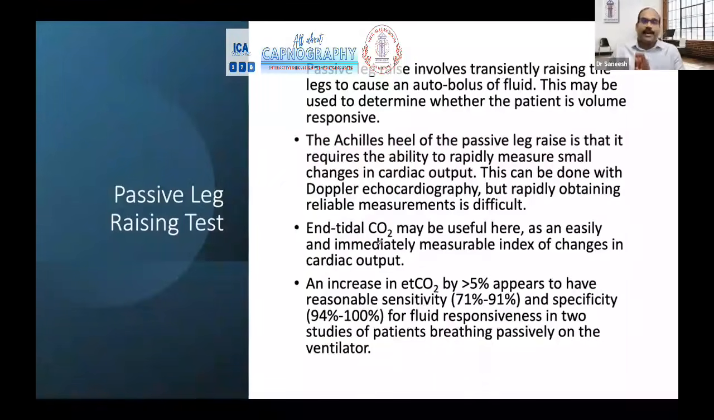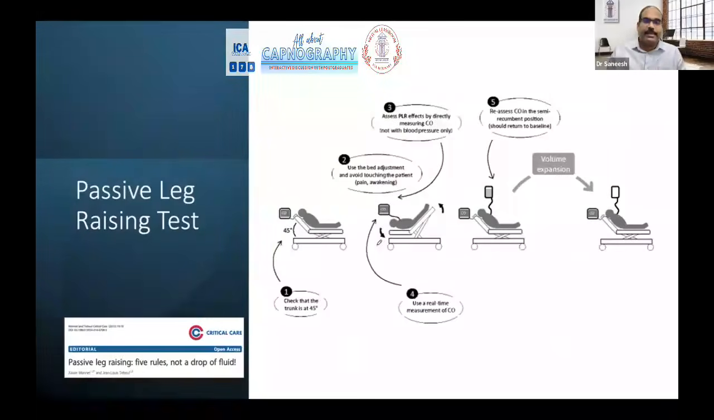We can use the passive leg raising test. An increase in EtCO2 by 5% of the original value appears to have good sensitivity, 70 to 90%, and specificity, 94 to 100%, for fluid responsiveness, as mentioned in the literature.